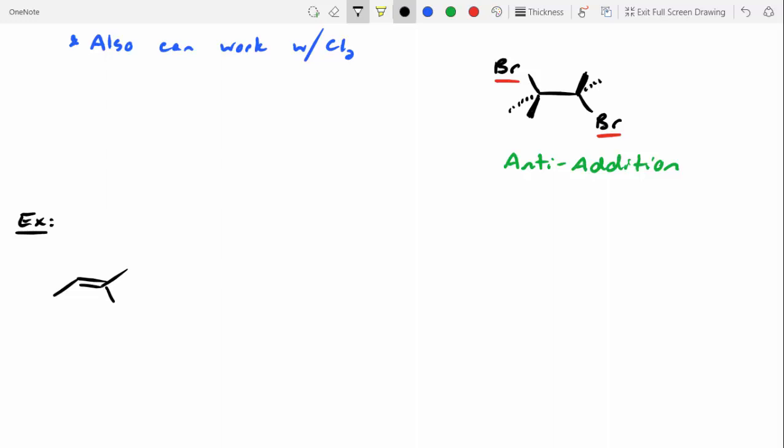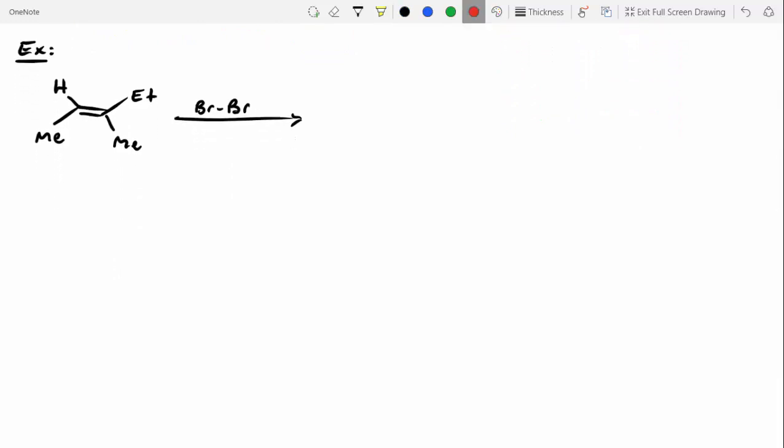And I'm going to use abbreviations. I'm going to use Me for methyl, Et for ethyl, Me here, and H here. So this is our alkene, and we're going to brominate it. All right. What do you guys think will happen first? Yeah, we're going to have our pi bond attack the bromine, and we're going to kick off our bromide.